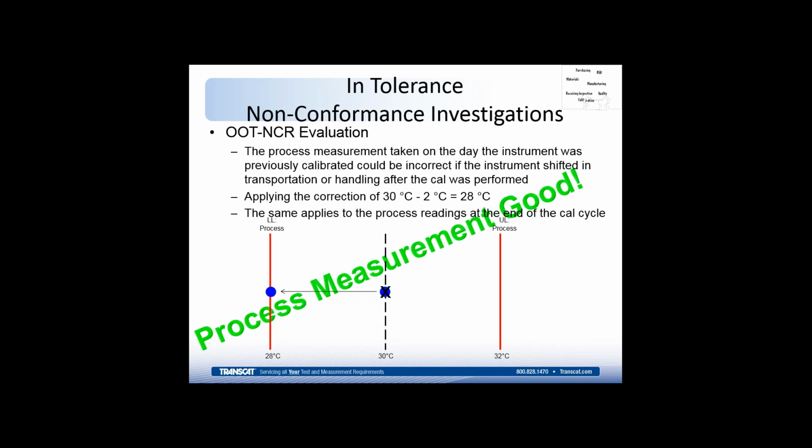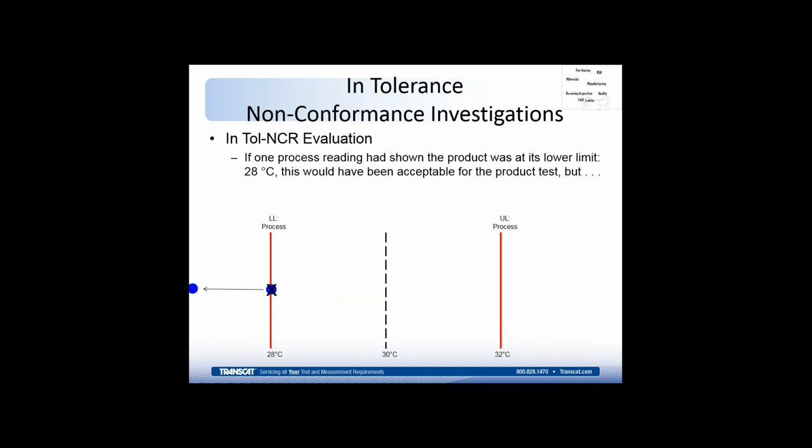Now the same applies to the process ratings at the end of the cal cycle as well. What if one process rating had shown the product was at its lower limit already? Again, this is why you wouldn't want to turn out a product at the lower or upper limit. So in this case, had one of those measurements been at 28 degrees C, and then we found out that it was actually reading 32 when it should have read 30 at the end of its cal cycle, making that correction now would have pushed that measurement from the product to have been out of tolerance, and that would be a false accept situation.